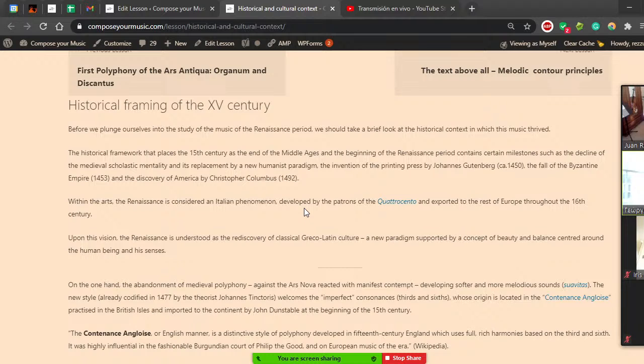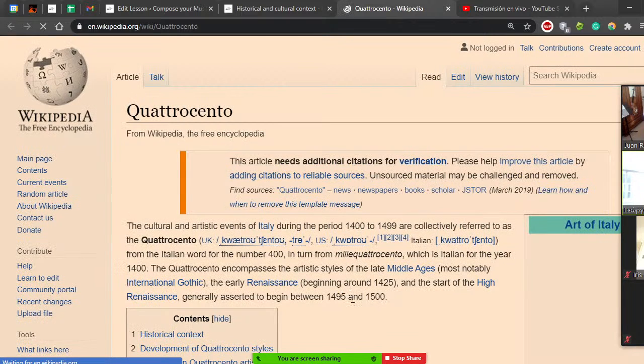Within the arts, the Renaissance is considered an Italian phenomenon, developed by the patrons of the Quattrocento. The Quattrocento is the short of 1400, by the way. Explorers of the rest of Europe throughout the 16th century. If you want to know more, of course, you can always dig deeper into the history of these people, they were quite important.